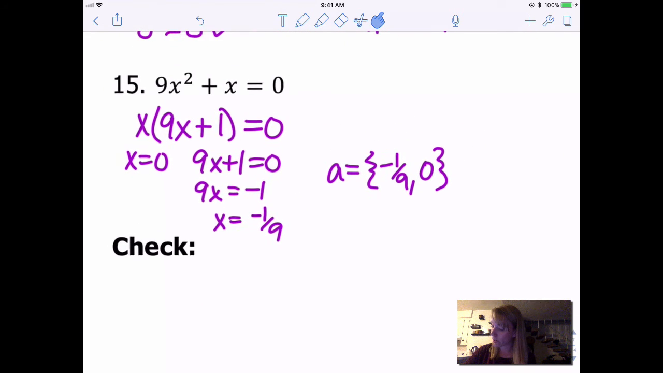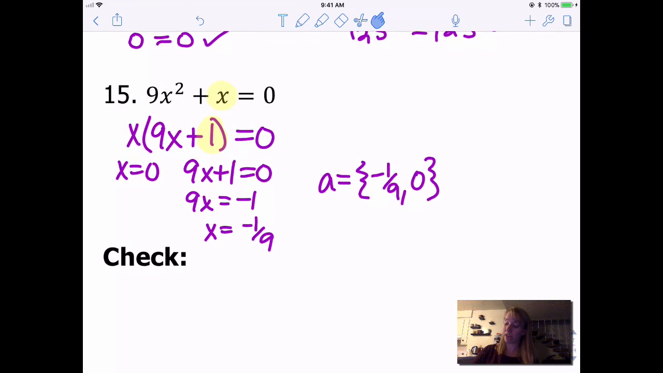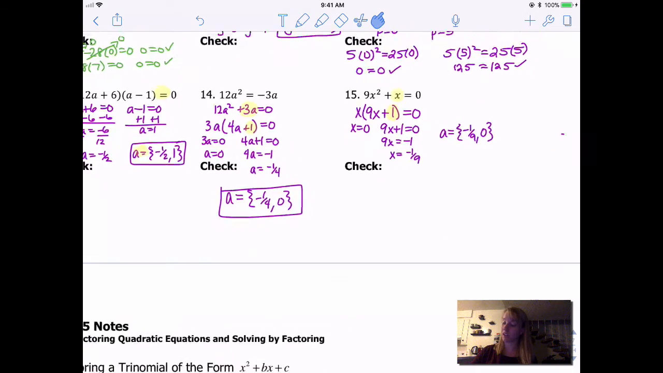And that last one is the same thing. I have an x as my GCF. Because this term is an x, we need a placeholder of a 1. So 9x plus 1. And then when you do that math, you get x equals 0 and x equals -1/9.